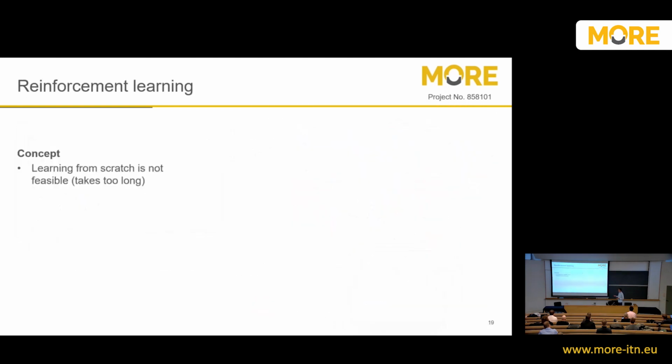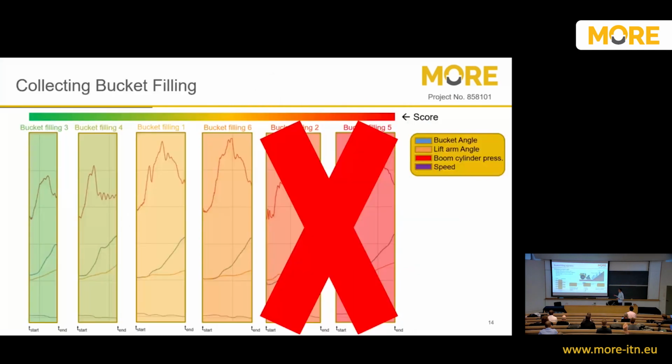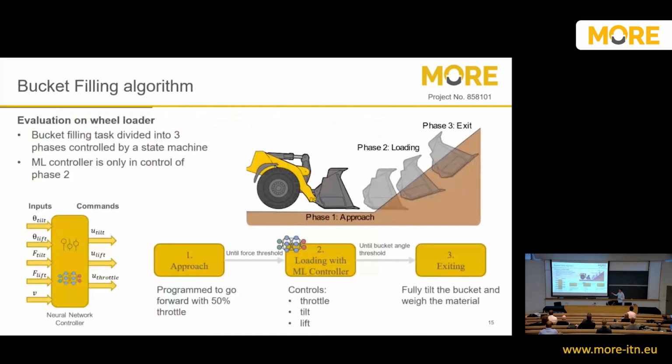We used, on the left here, the bucket angle, the boom angle, and then the force in the tilt cylinder, force in the lift cylinder, and the speed of the vehicle.